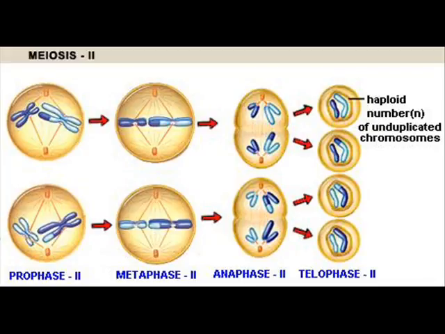The cell now enters the rest period known as interkinesis or interphase 2, and no DNA replication takes place during this stage. Meiosis 2, which is the second part of the meiotic division process, also known as equational division, is a similar process to mitosis, though the genetic results are fundamentally different.